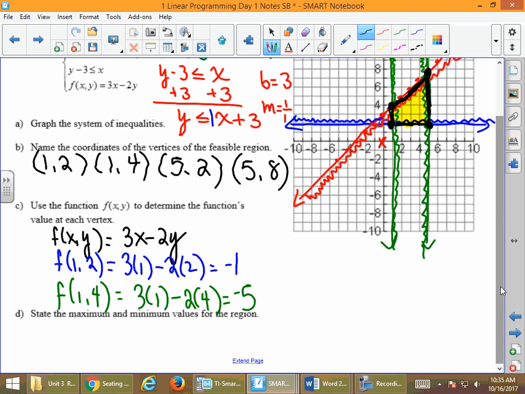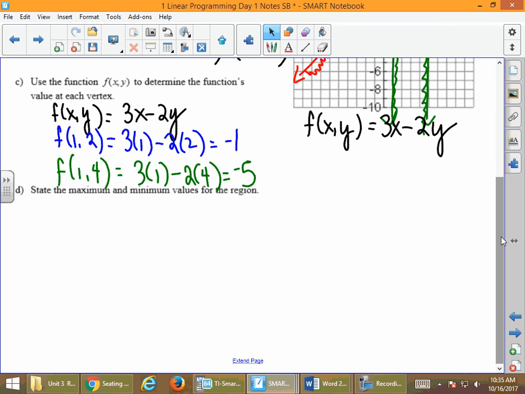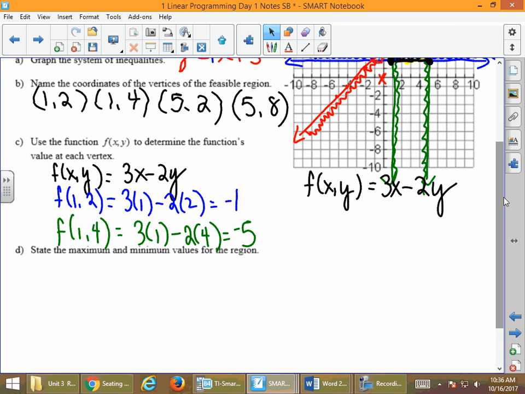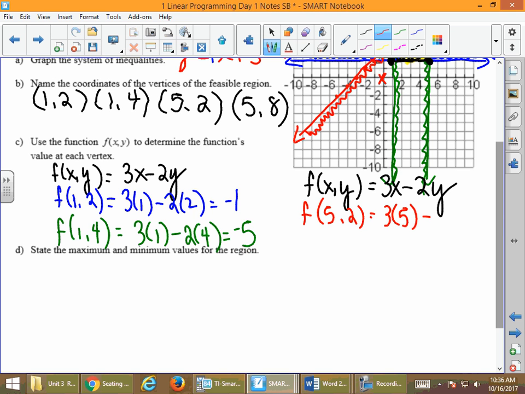You might have to go under your graph like I'm going to do to get the other 2. We're still working with f of x, y equals 3x minus 2y. This time let's put in the value of 5, 2. So f of 5, 2 is 3 times 5 minus 2 times 2. 3 times 5 is 15, 2 times 2 is 4, 15 minus 4 is 11.